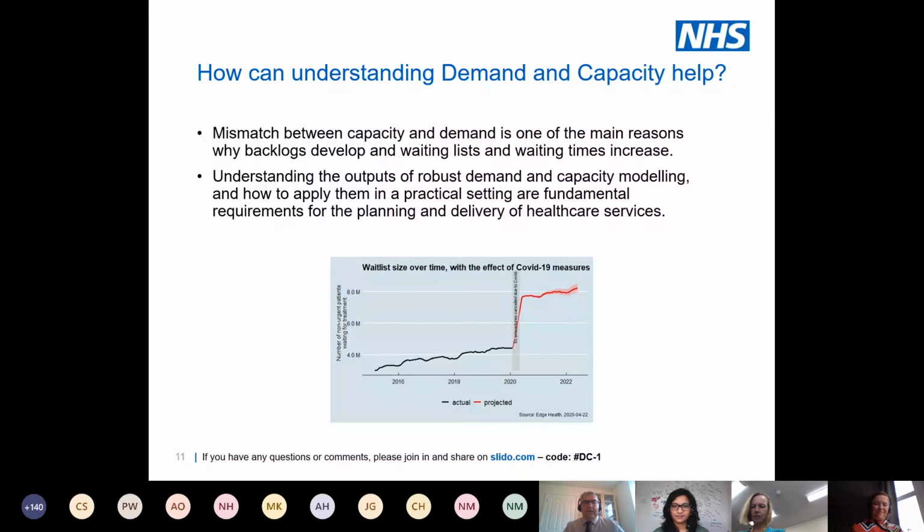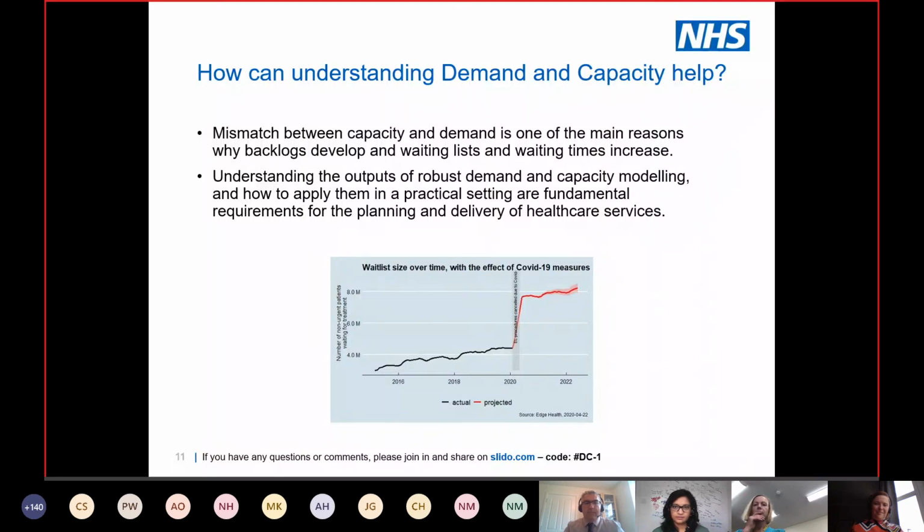Thanks, Alice. So what we want to go on and explore now is how our understanding of demand and capacity can help. Essentially, when there's a mismatch between our capacity and demand, that tends to be one of the main reasons why backlogs develop, and why waiting lists and waiting times increase for patients. We can see on the chart on this slide the waiting list increasing over time, with the effect of COVID measures included quite starkly.